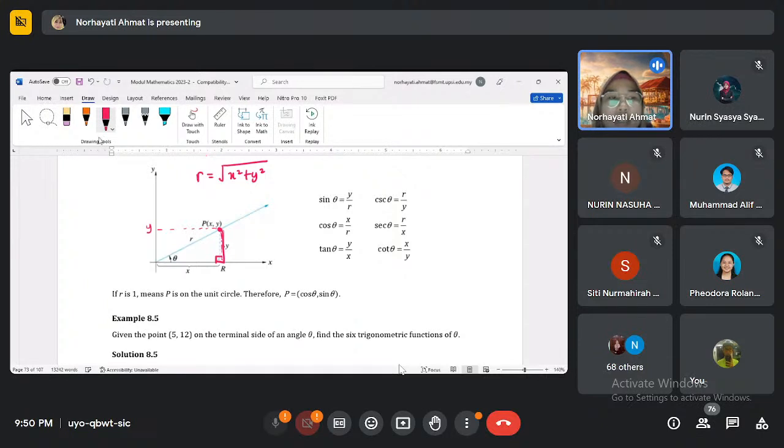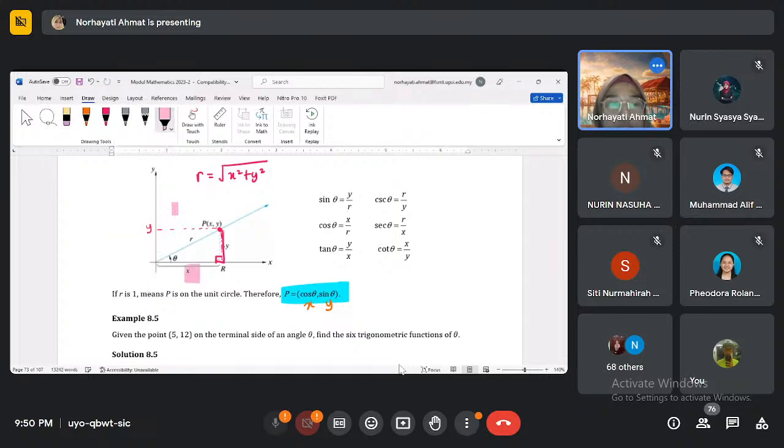Therefore P is (cos theta, sin theta). How do we get this? Using the concept of coordinates, this is x, this is y. So here, we want to get the value of x.